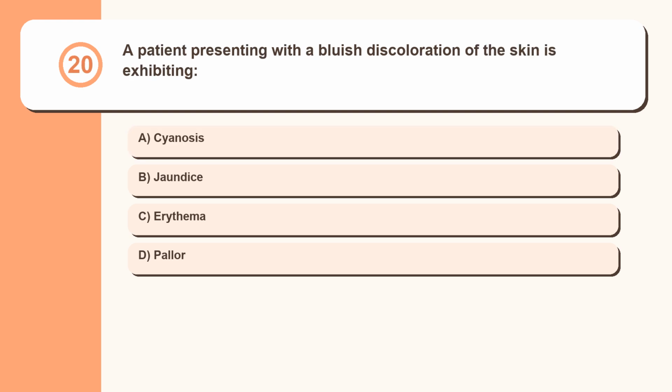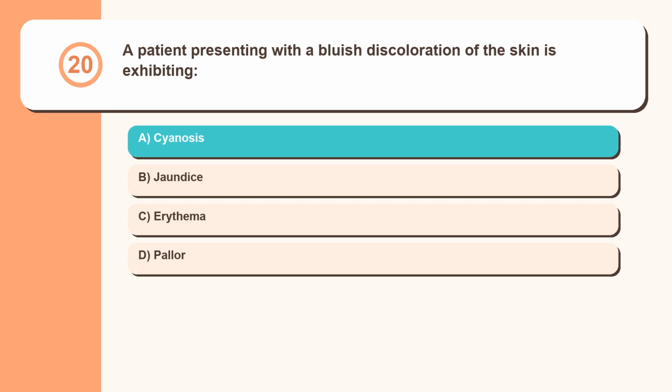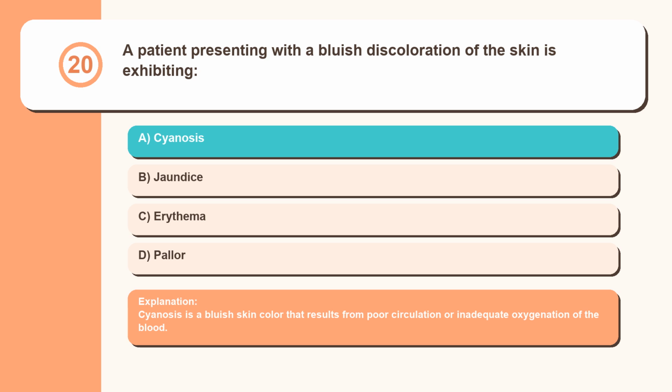Question 20. A patient presenting with a bluish discoloration of the skin is exhibiting cyanosis, jaundice, erythema, pallor. Cyanosis is a bluish skin color that results from poor circulation or inadequate oxygenation of the blood.